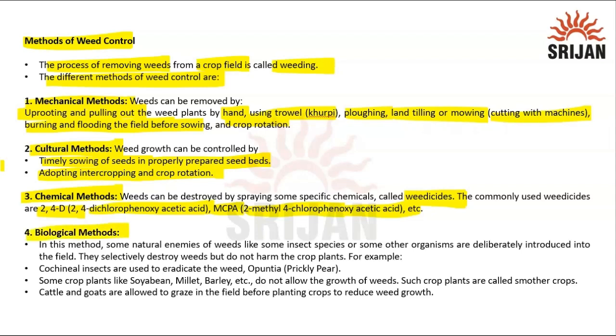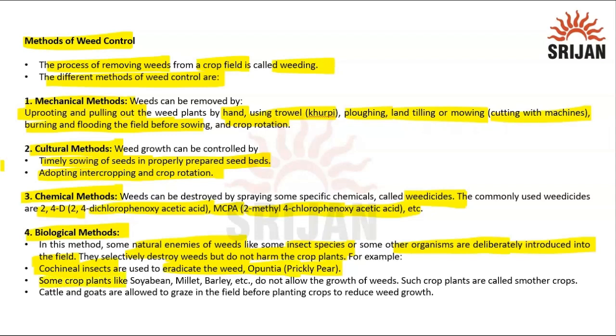And otherwise you have biological methods as well. In this case, you find the natural enemies of weeds, which are certain insect species or some organisms that are deliberately introduced in the field, and they selectively destroy the weeds but do not harm the crop plants, because the weed plant is the food for them. If I give you an example here, cochineal insects are used to eradicate the weed known as Opuntia, also known as prickly pear.